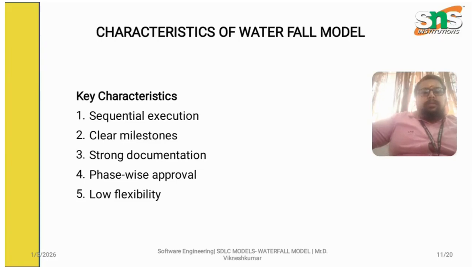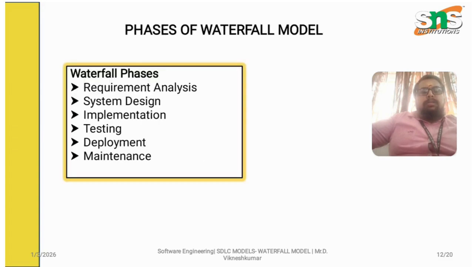In this lecture series, we have seen about a term called software. In software engineering, we are going to see about SDLC. In the SDLC model, we are going to see about a term called the waterfall model. Till the previous video, we saw the key characteristics of the waterfall model. In this video, we are going to continue with the phases of the waterfall model.